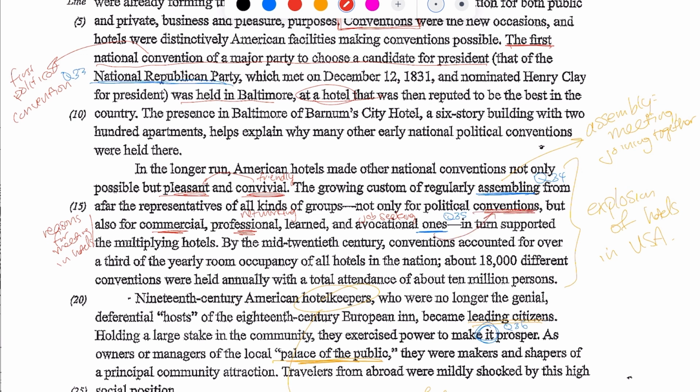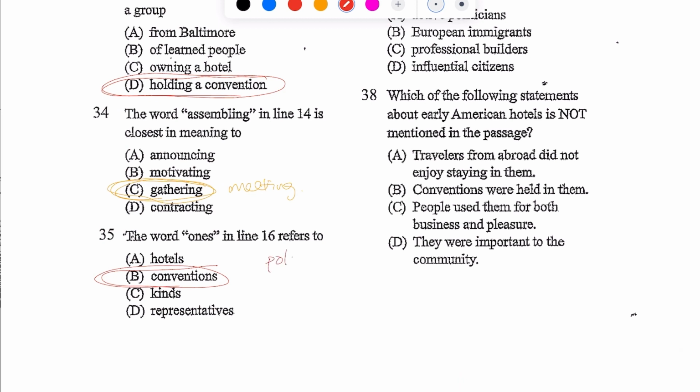So it's choice B. So you have political conventions. You have commercial ones, like a trade show. You have professional ones. You have avocational, so like a job fair. And these are all conventions. So ones is used as a pronoun to refer to these conventions.